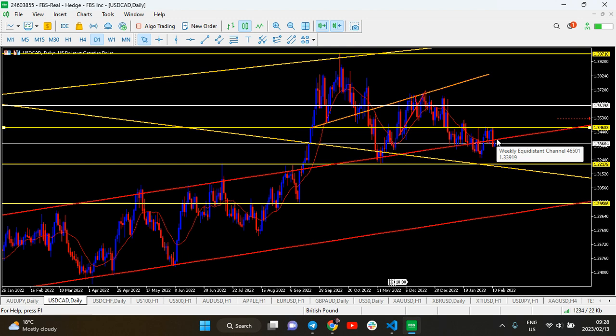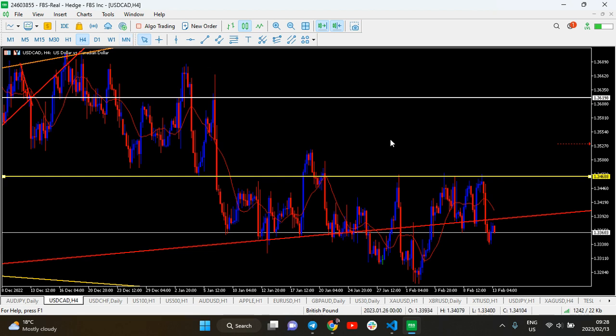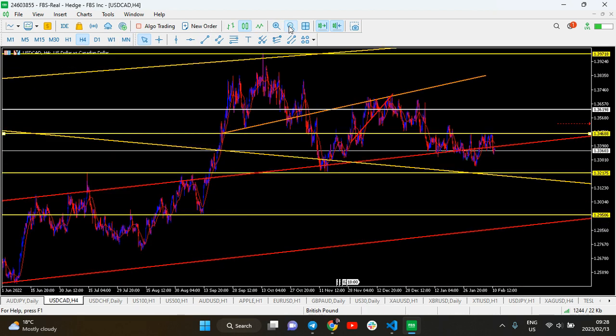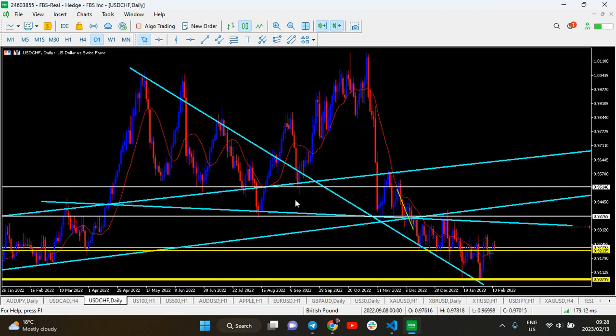1.33919, or you can round it off to 1.34. For as long as the price is below that zone, you can see that the price will likely fall. On a smaller time frame, as you can see, the price looks ready to actually go down from here on. Next, we've got USD Swiss franc.